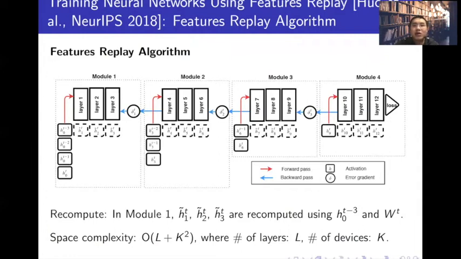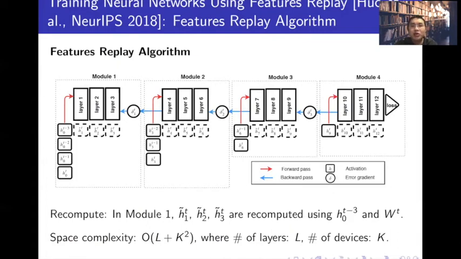However, there is one issue. By using the decoupled delayed gradient (DDG) algorithm, layer 1, layer 2, layer 3 should store the activations of the previous time steps, which is very space consuming. To solve this problem, we propose to use the feature replay algorithm.